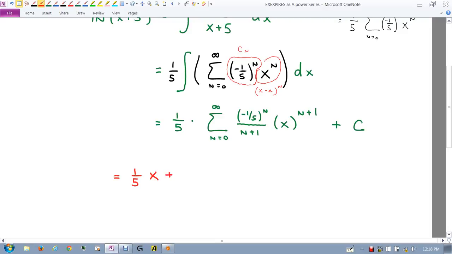plus, now what do we get if we let n be 1? Negative 1/5 over 2, so negative 1/10, and then x to the second, but then we have times 1/5. So maybe change this to a minus? Minus what? 1/50th x squared.